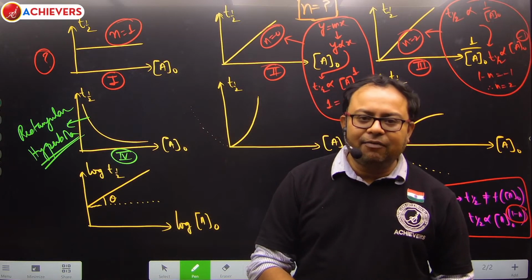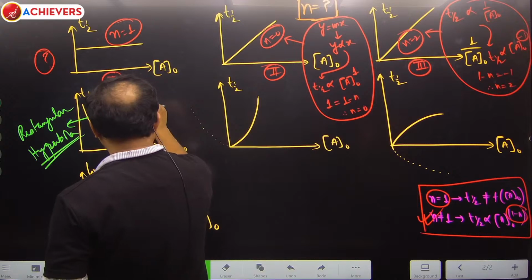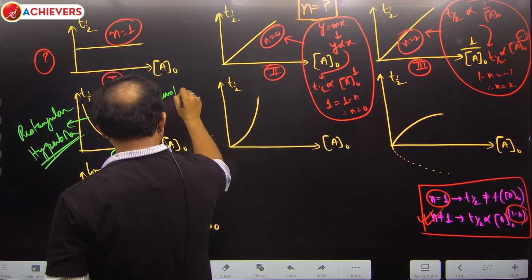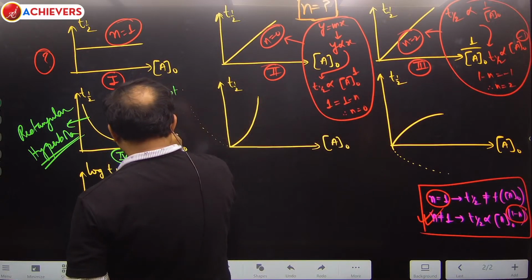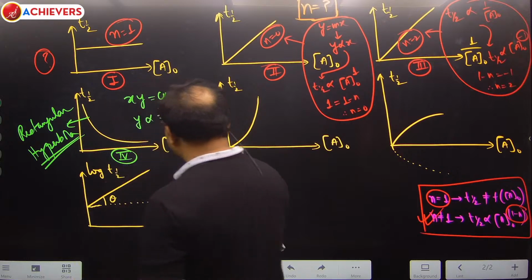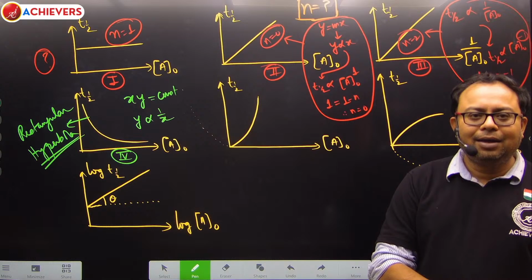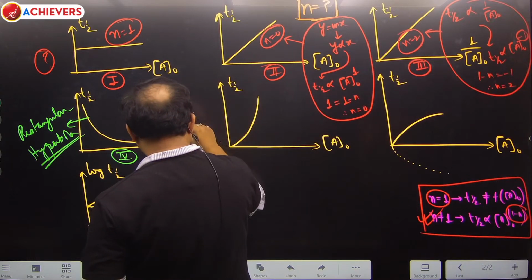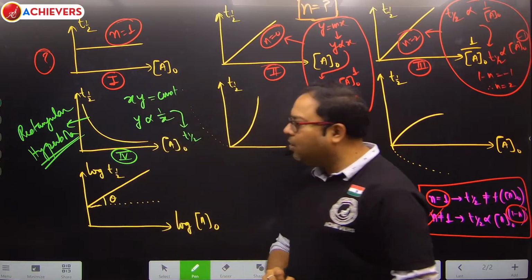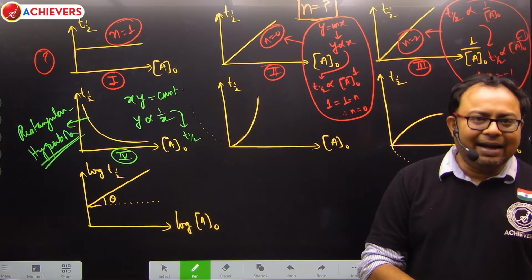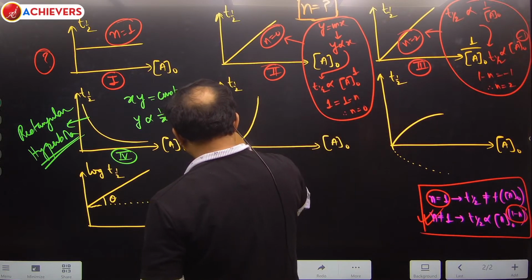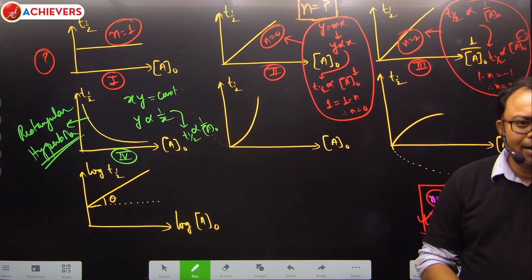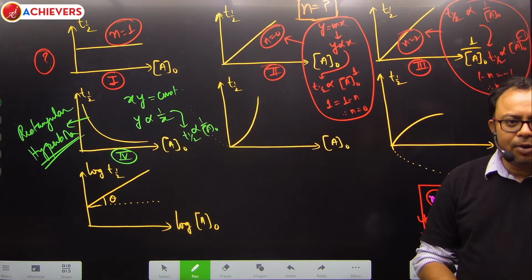And what is the equation of a rectangular hyperbola? We know that it's xy equal to constant. That means y is proportional to 1 by x. That means T half, you are plotting T half along the y-axis and A naught along the x-axis, so T half is proportional to 1 by A naught. Because along the x-axis we are plotting A naught and along the y-axis we are plotting T half.